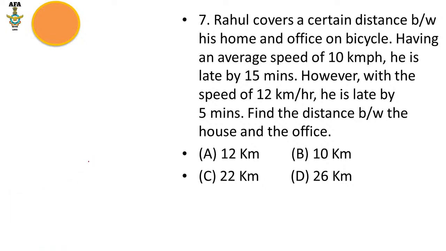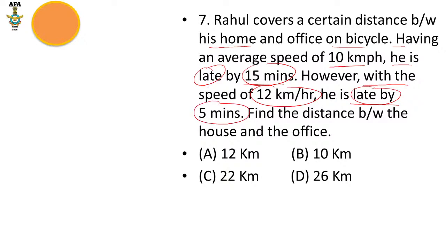Rahul covers a certain distance between his home and office on bicycle, having an average speed of 10 km per hour. He is late by 15 minutes. So late is given over here, and that is 15 minutes. However, with the speed of 12 km per hour, he is late by 5 minutes. So both the cases of late are given.